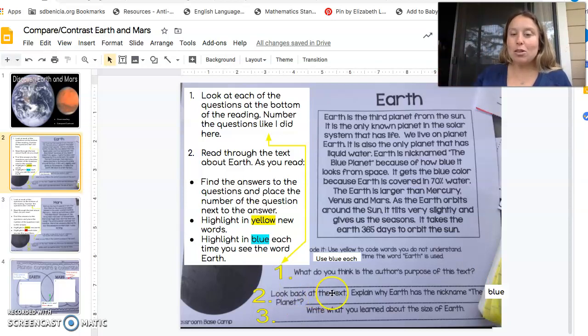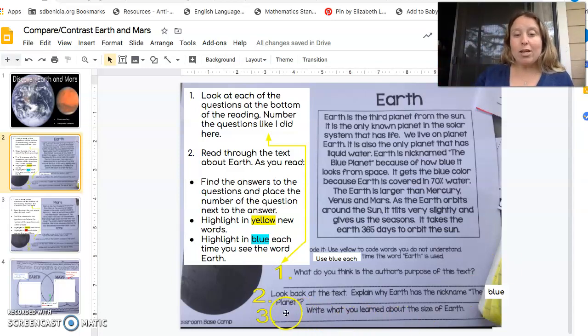Number 2, look back at the text. Explain why Earth has the nickname the blue planet. If I were you, I would go back through that as I'm reading. I would be looking for the blue planet, and then I might underline why it's called the blue planet. That way it'll be easier for me to write.